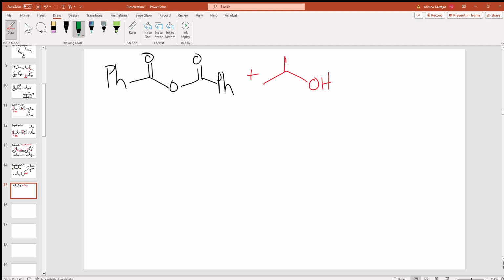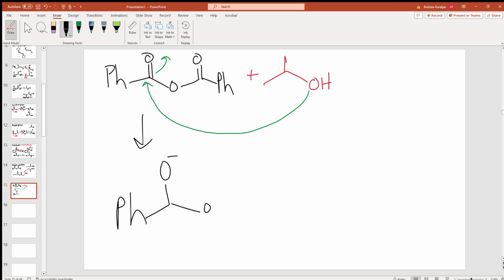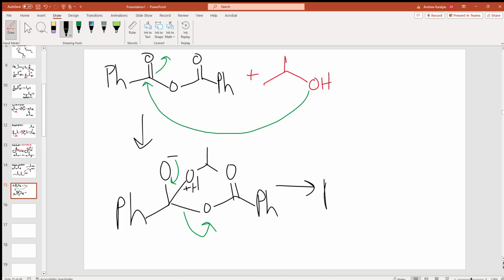So here we just get that the oxygen will do nucleophilic attack on the carbonyl. That forms the very common tetrahedral intermediate. That tetrahedral intermediate breaks down by reformation of the carbonyl. And then we form the ester upon loss of the proton.